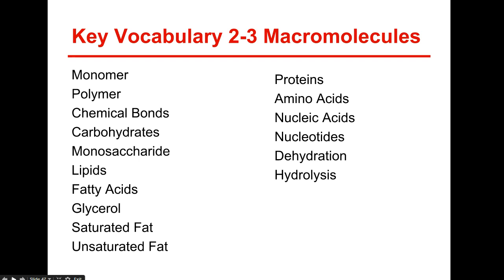Starting off, here's all the key vocabulary that you are going to see in this part of the notes. I know it looks like a lot, but we go through it pretty quickly. Remember, you don't have to write this part down, but this is a good idea to study when you are looking at your quiz, which will probably be sometime next week.